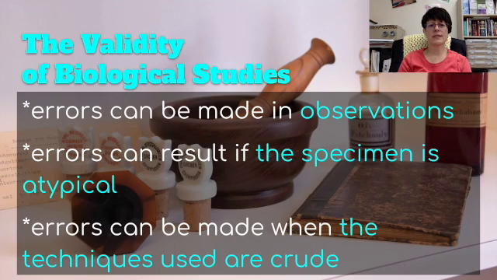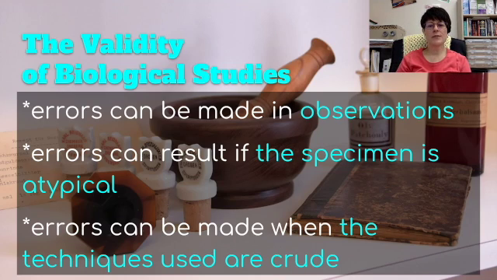Also, we have to take a look at the validity of biological studies. There can be errors made in observations. For example, I like to use the example of two men observing something. One is looking through a hole in a fence, the other is looking over the fence. The man looking through the hole says, "Oh, it's raining out." The man looking over the fence says, "No, a person is watering their yard with a hose." It depends upon your perspective, what kind of observation you're making and how you're making that observation. It could lead to errors.